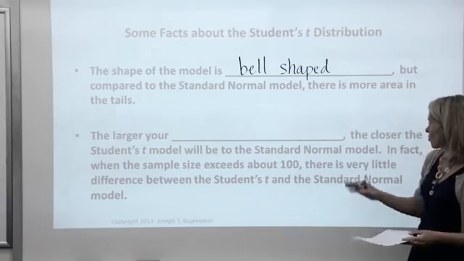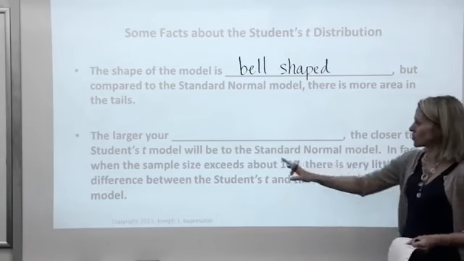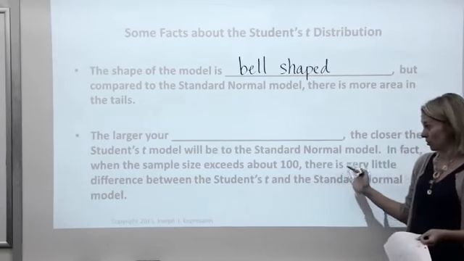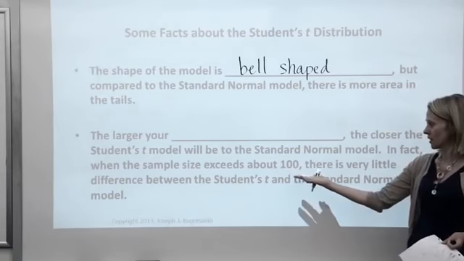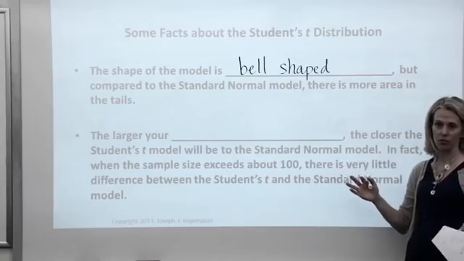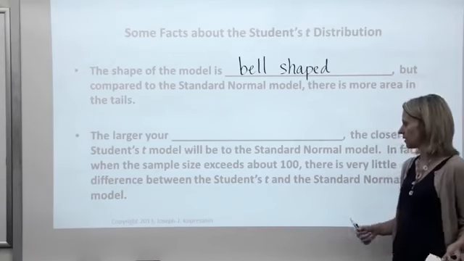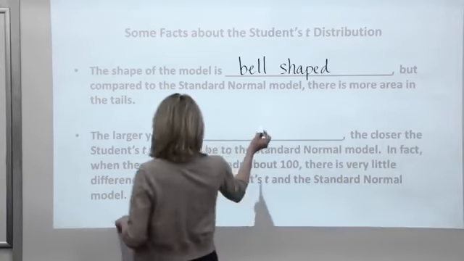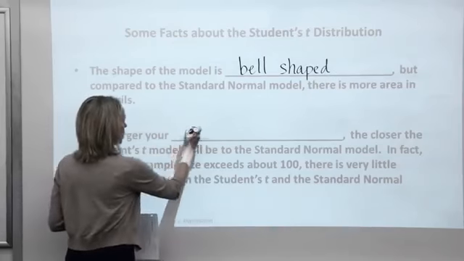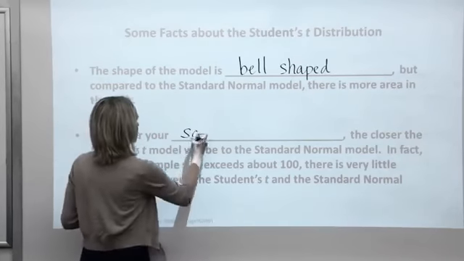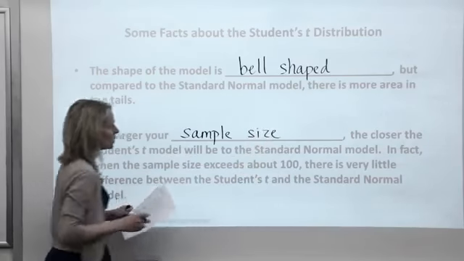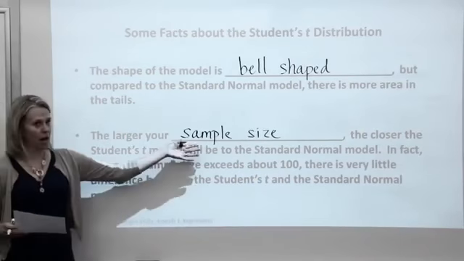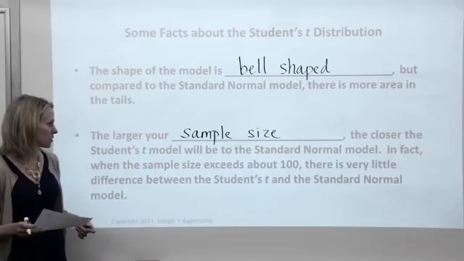It turns out that the larger your sample size, though, the closer that student T's model will be to the standard normal model. And in fact, when our sample sizes exceed about 100, there's very little difference between T and Z. So the larger your sample size, the closer these two become. And next, we're going to illustrate what happens as the sample size changes.